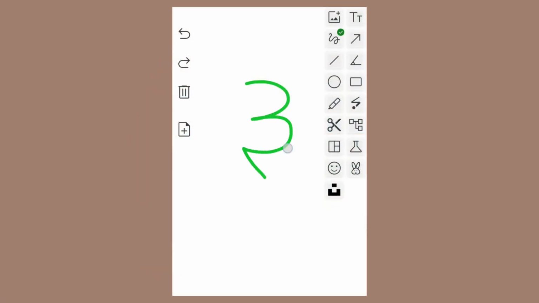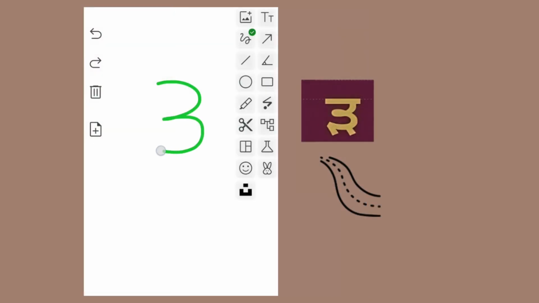For the last one, we see that there are two parallel lines at the end of the alphabet, the same way you see parallel lines representing a road. A road in Punjabi is called sadak, ada. This is the same letter.